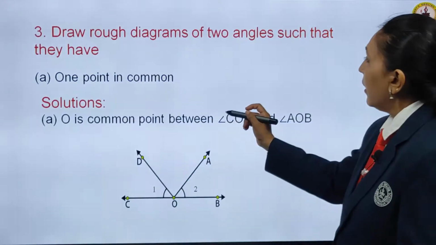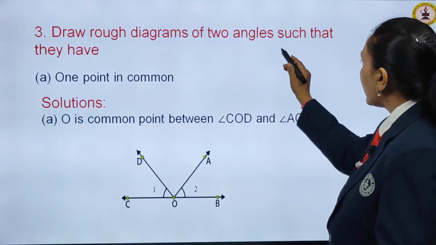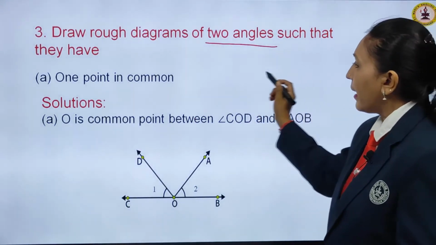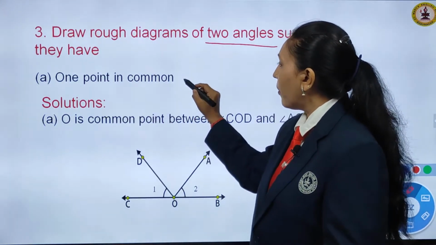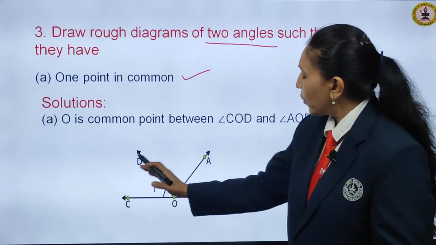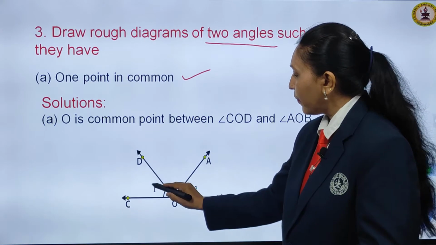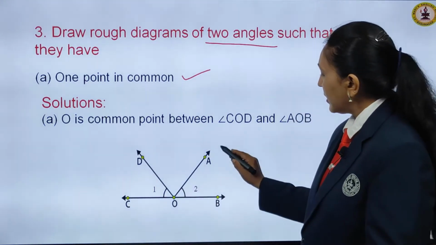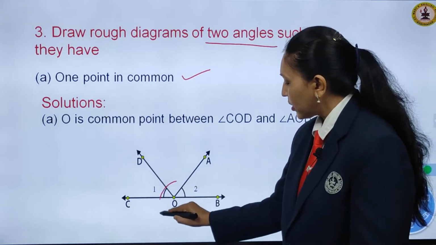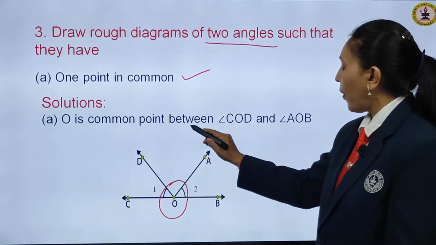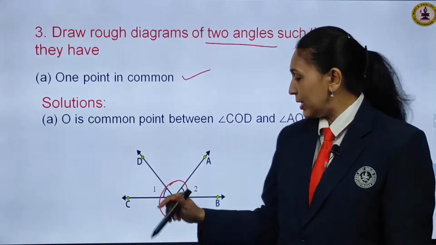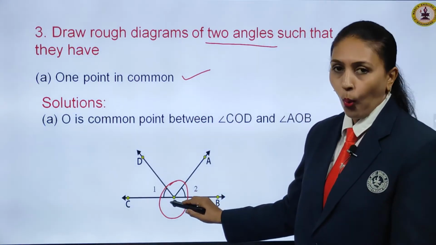Next children, draw rough diagram of two angles such that they have one point in common. Two angles having one point in common you have to draw here. Now you can see I have drawn two angles, angle 1 that is DOC and the second angle I have taken AOB, which now have a common point, that is O. So O is the common point between angle COD and angle AOB. So you have to draw two angles which meet each other at a common point, that is O.